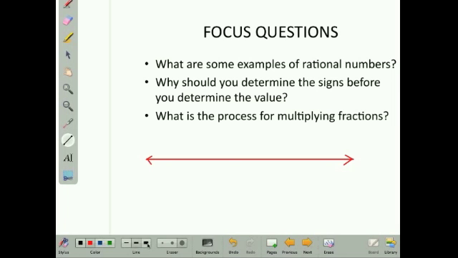So that includes any numbers. Zero, as an example, can be placed on a number line. Any whole positive number can be placed on a number line. Any fraction can be placed on a number line. Any decimal.